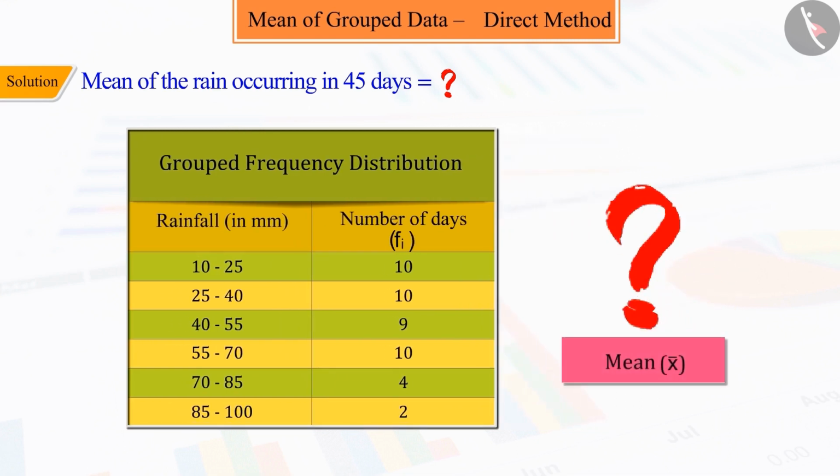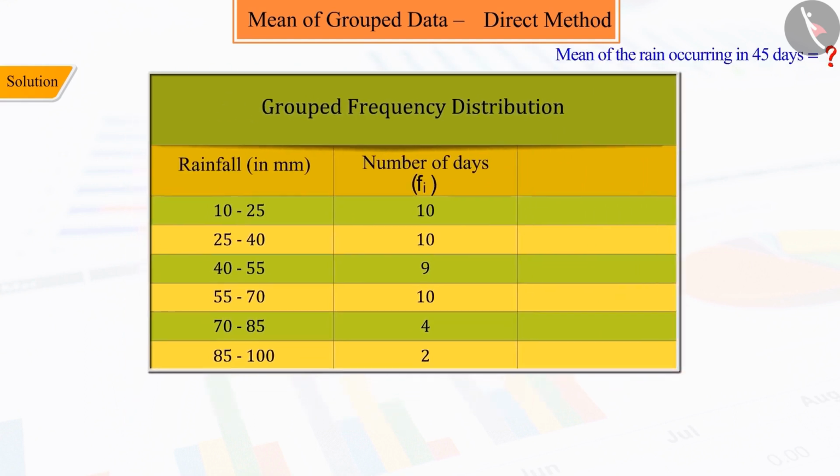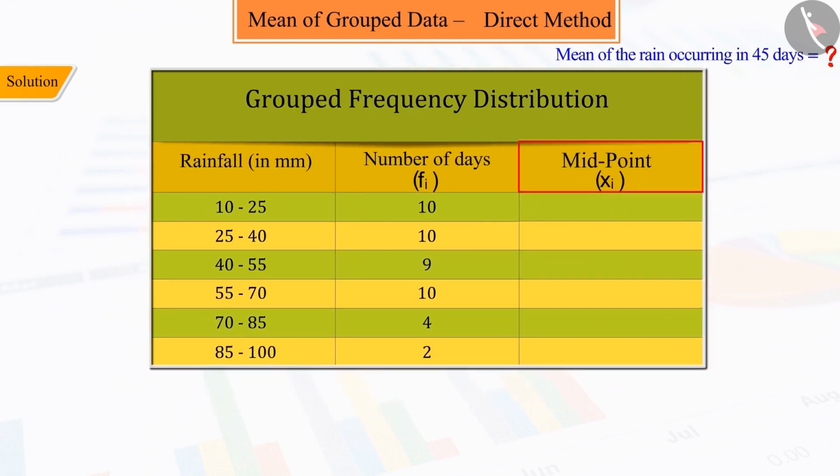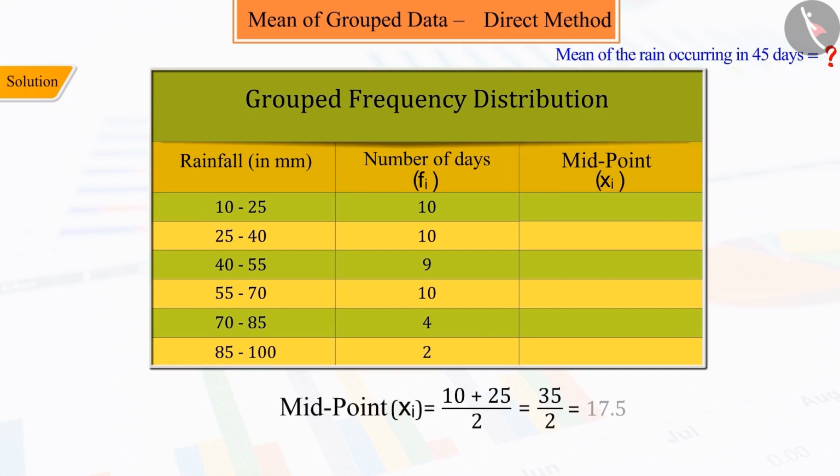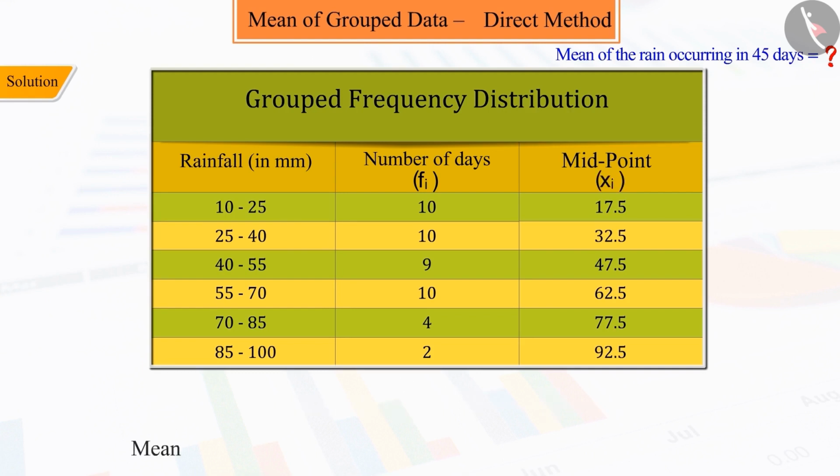Correct. To find the mean, we first find the class mark or the midpoint of each class interval, which is denoted by xi. To obtain the mean, multiply all these midpoints with their corresponding frequencies.